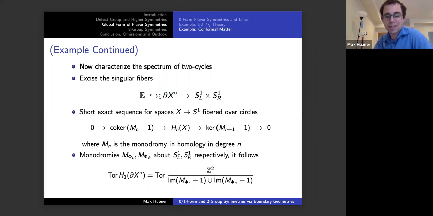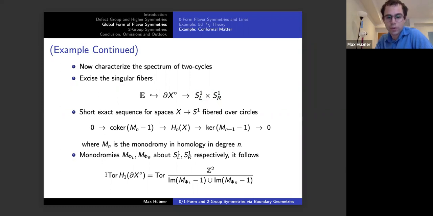Because we've excised the singular fibers, we've cut away the 0 and the 1 in the fibration before. And so this space deformation retracts to a fibration over S1 left and S1 right. So we have a space fibered over circles. We can again use this short exact sequence to determine its homology groups.